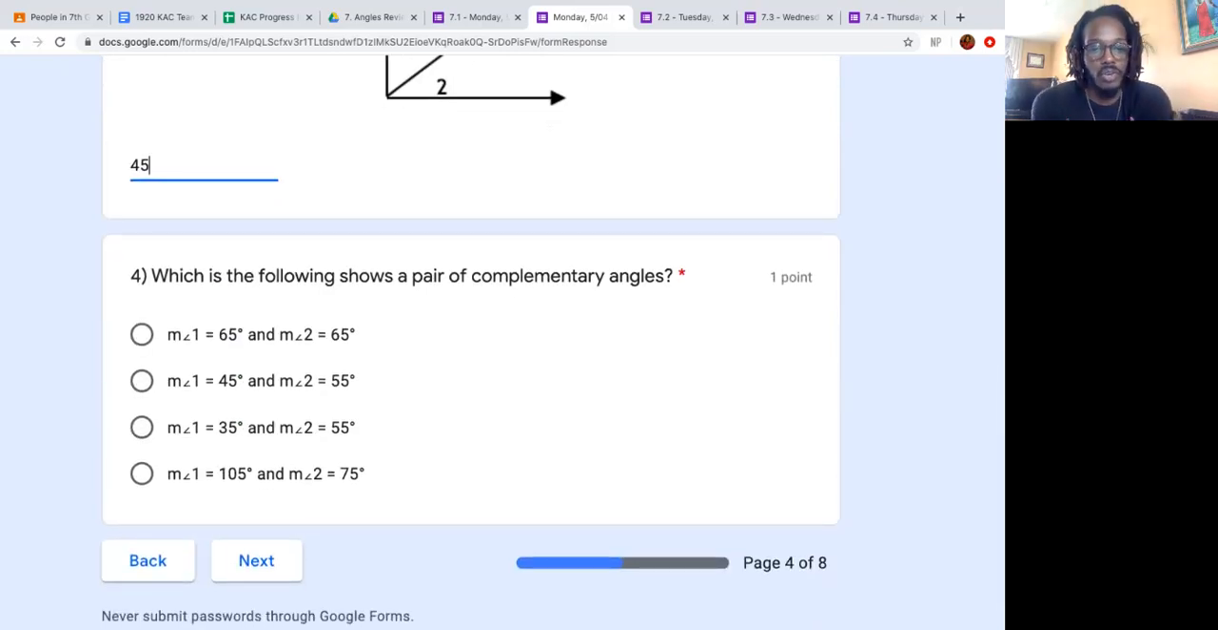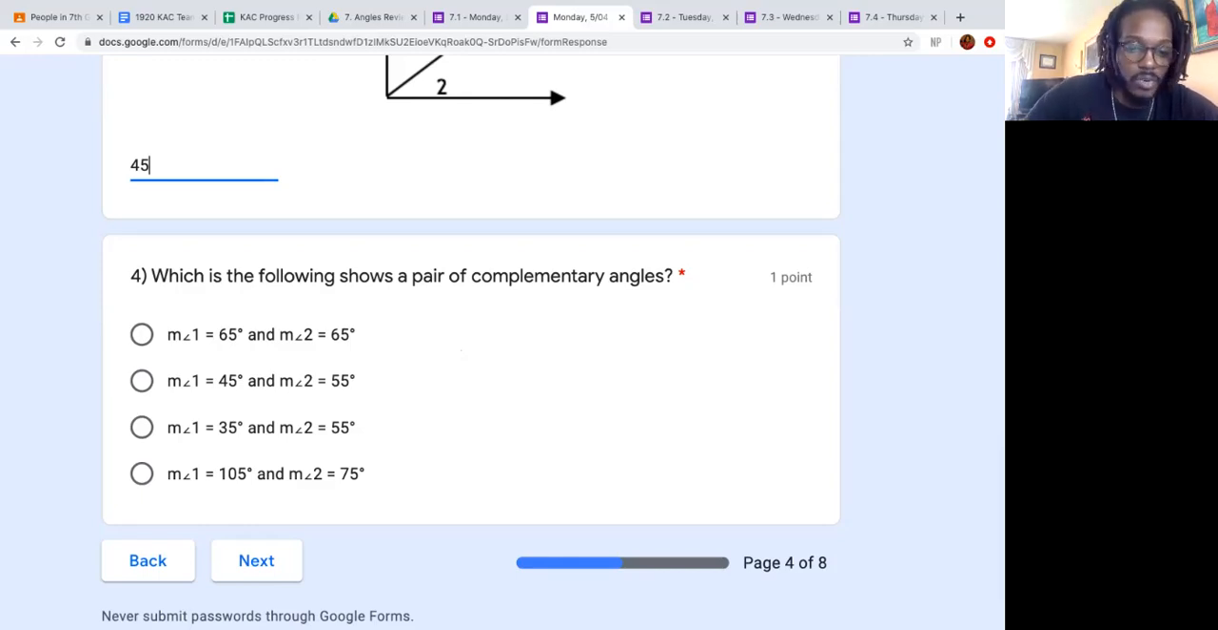Which of the following shows a pair of complementary angles? Now, this is a scenario where you don't have anything visual, but again, if you remember what you should know about complementary angles, that they should always total 90 degrees, this isn't a problem that's out of your reach. We could go through each and every one of these, and any one that doesn't total 90 degrees, we know isn't an example. 65 plus 65 is 130, definitely not complementary. 45 plus 55 is 100. It's close to 90, but it's not 90, so not a complementary angle. 35 and 55 is 90, so that has to be it.